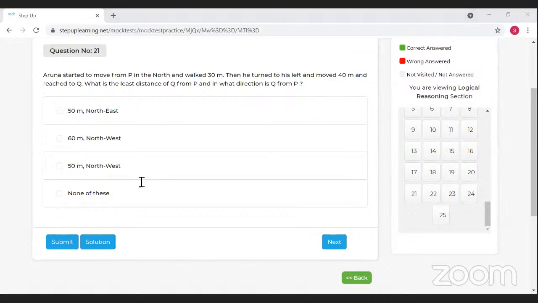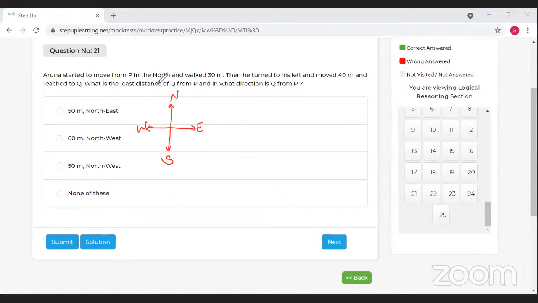So Aruna starts to move from P in north and walks 30 meters. So now, opposite to you is north. Wherever you are sitting, you will just assume opposite to you is north. This is south, this is east, and this is west. On your left is west, on your right is east, opposite to you is north, and behind you is south. Now don't get emotional, saying I am facing south, it cannot be east. Forget about that. Let's just go with this.